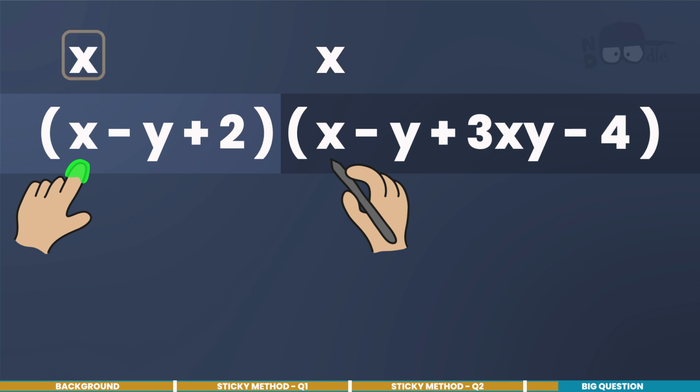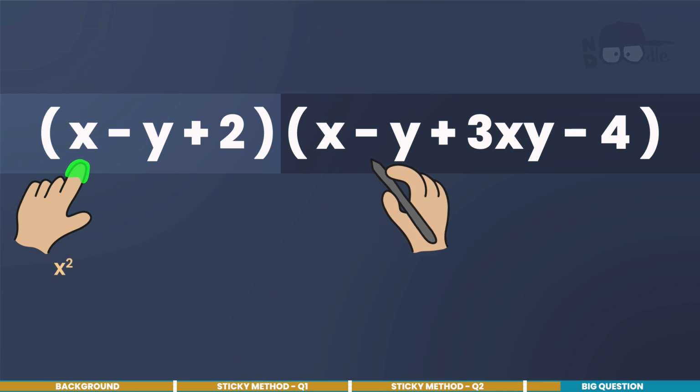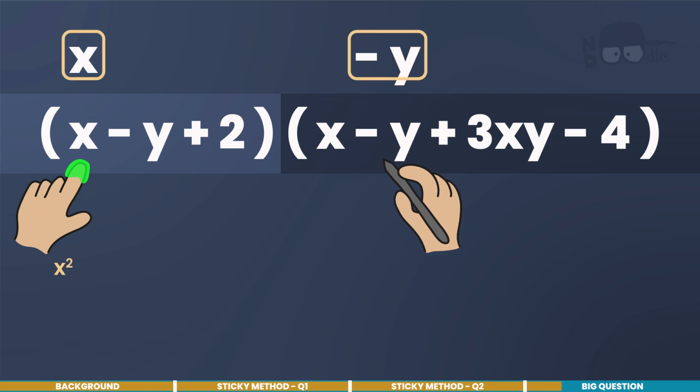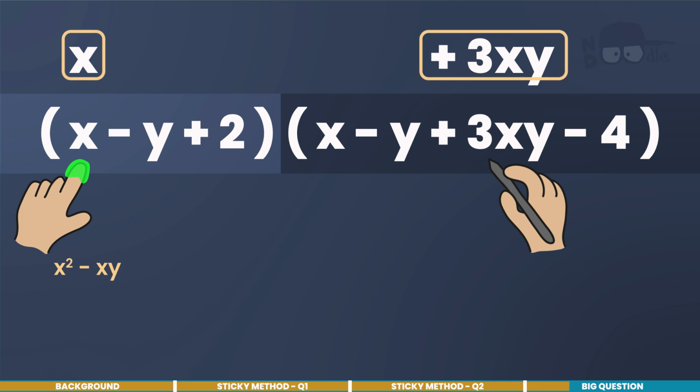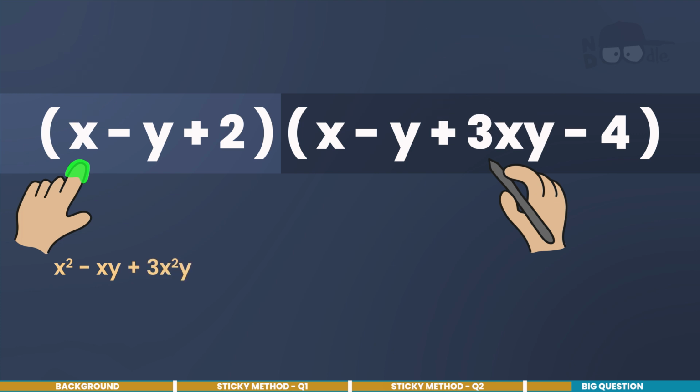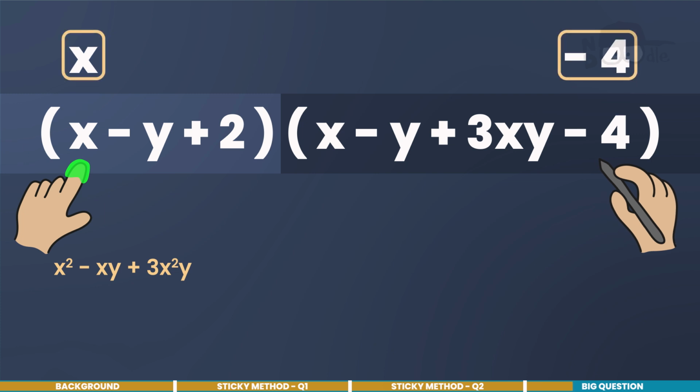So first we have x times x, which is x squared. Move our pen along, we now have x times minus y. And sorry for repeating myself, this is the last time, but remember, the plus or minus sign is part of the item. This gives us minus xy. Next is x times 3xy, which is 3x squared y. And finally, we have x times minus 4, which is minus 4x.